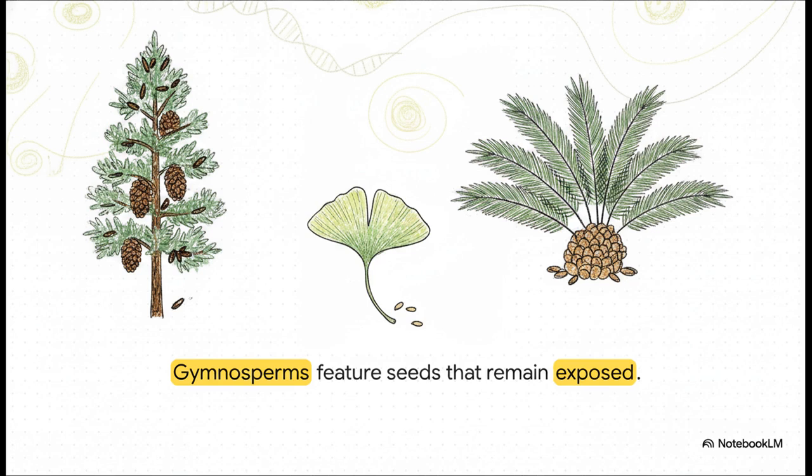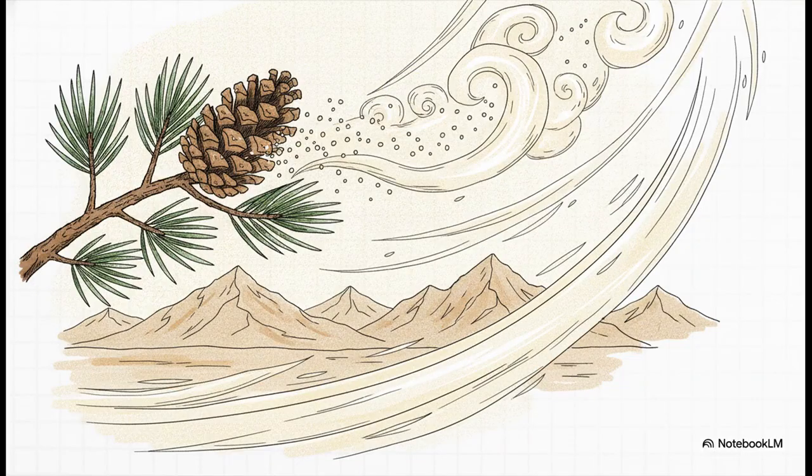Look at how the exposed seeds rest directly on the scales of a pine cone, or in classic examples like the ginkgo and cycas. This represents one of the absolute greatest evolutionary triumphs in Earth's history, the invention of the pollen grain. The male gametophyte is now highly reduced and packaged into a microscopic, incredibly durable grain.